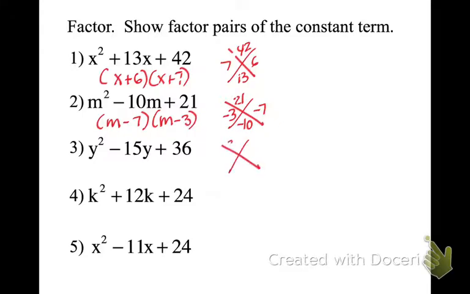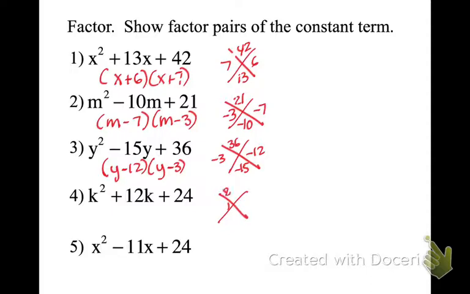What multiplies to 36 and adds to negative 15? 9 and 4, 12 and 3. 12 and 3. So negative 12, negative 3 would add to negative 15. So it's y minus 12 times y minus 3.